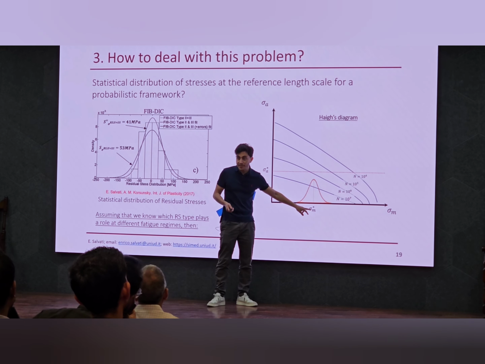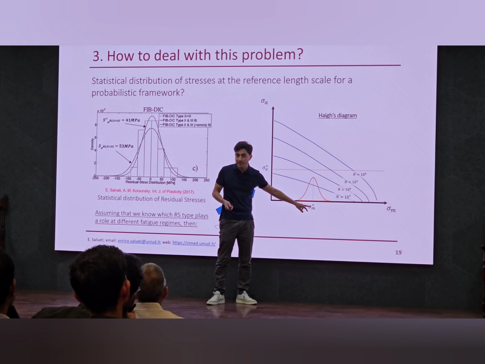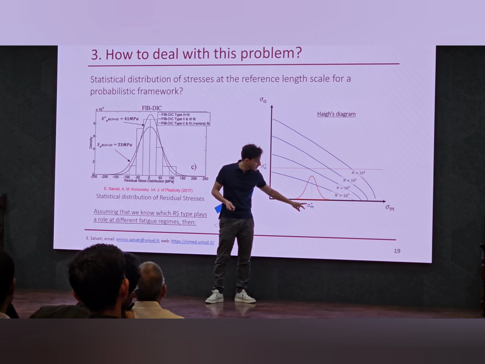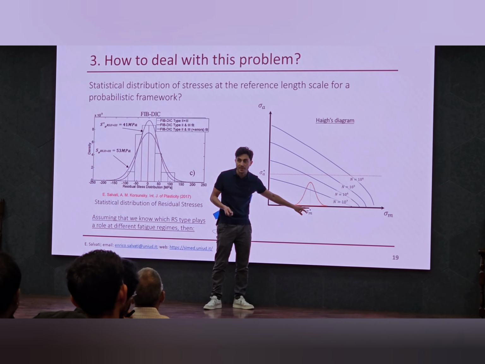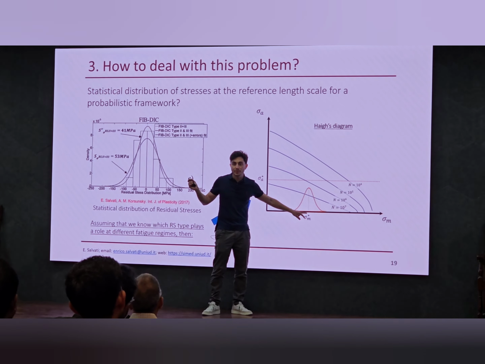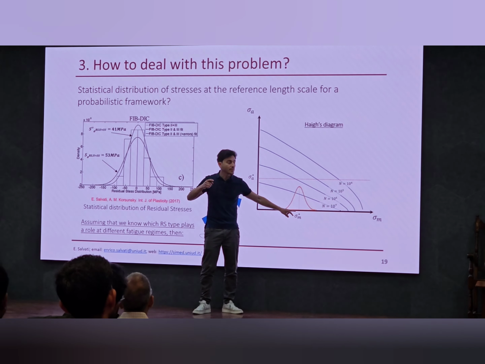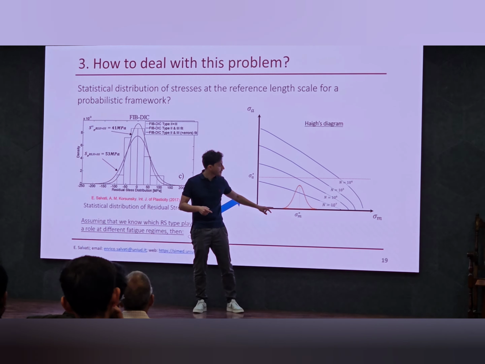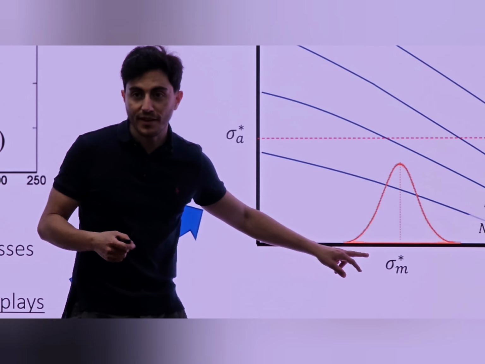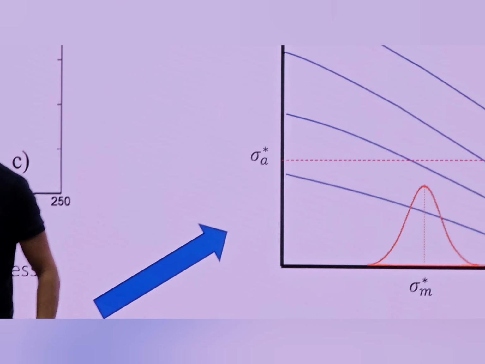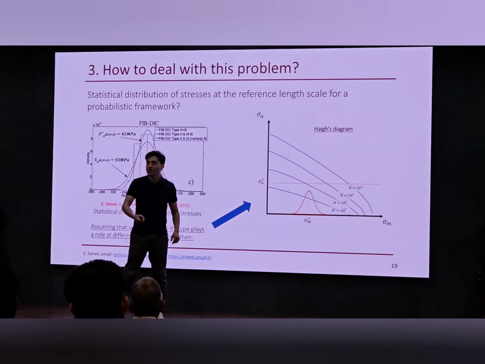The mean stress is actually our residual stress, this is type 1, sigma m star. But if we want to introduce the multi-scale problem, then this is no longer enough, we need to give it more information. What is this more information that we need? It is essentially how this value is spread. So what is the statistical distribution of this value?